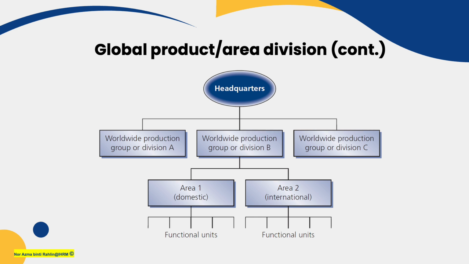Besides that, they also have disadvantages. For the global product and area division, we consider this kind of organization structure as having complex authority, where a conflict between product and regional managers can exist. That is a coordination issue, a communication challenge across divisions. And next is high cost, because more administrative roles exist in this organization structure, and it costs higher expenses for the organization.